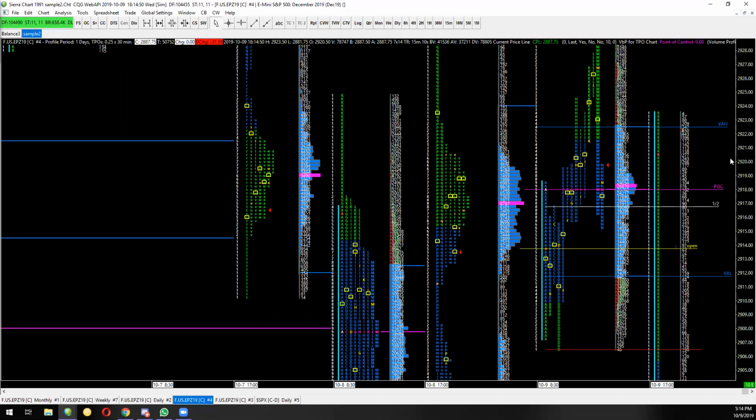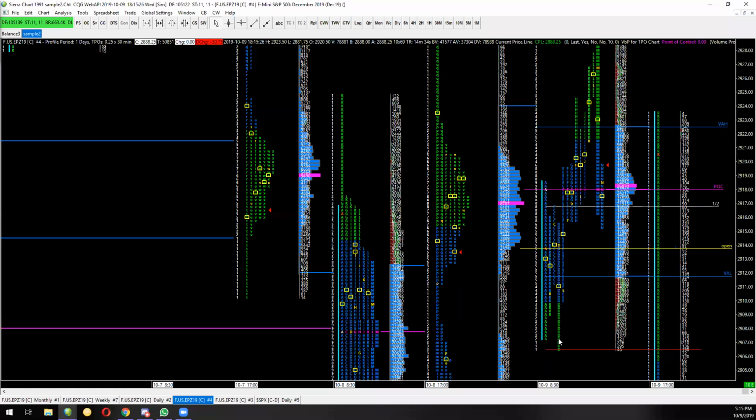Okay. Now, why is this important? What's the big deal here? Okay. Let's take today as an example. Today was a great example of profile keeping us out of trouble. What we are doing today, the market opened up at 29.13 3/4.